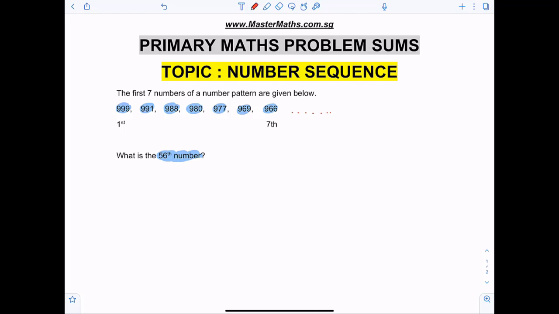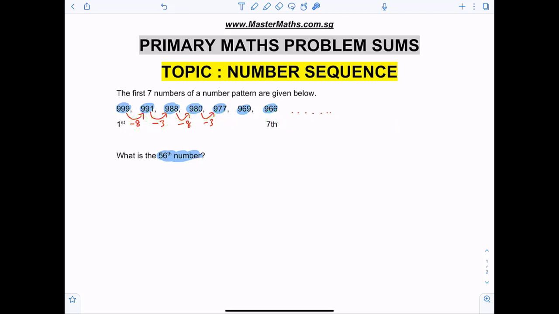Now, to do this, we need to observe a pattern. 999 to 991, that is a change of 8. And then subsequently 991 to 988 is a change of 3. Subsequently 988 to 980 is again a change of 8. 980, 977, again a change of 3. So it's like minus 8, minus 3, minus 8, minus 3, and minus 8, minus 3 as well, and so on. That is a pattern that we see.